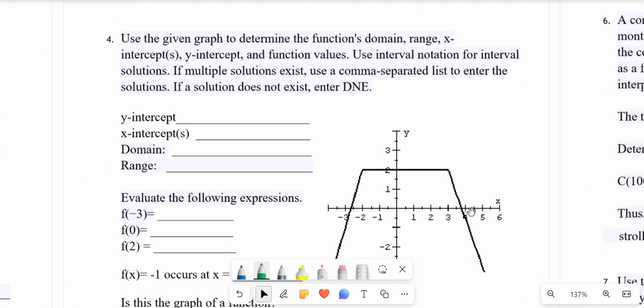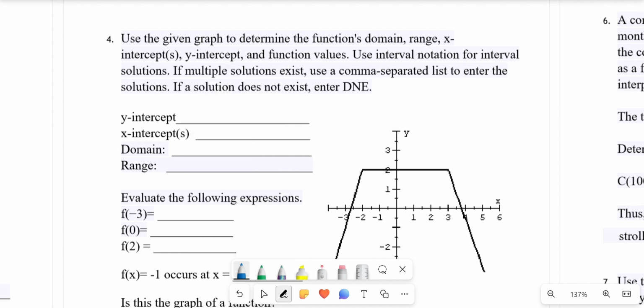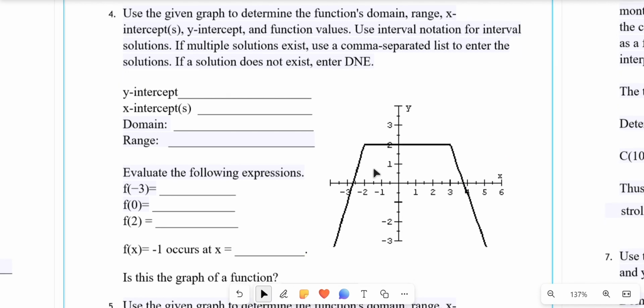Okay, so now we're going to determine a few of these properties of functions from the domain and range, from the graph of the function. So determining domain and range from, for example, the graph of the function, and a few other key points about it.